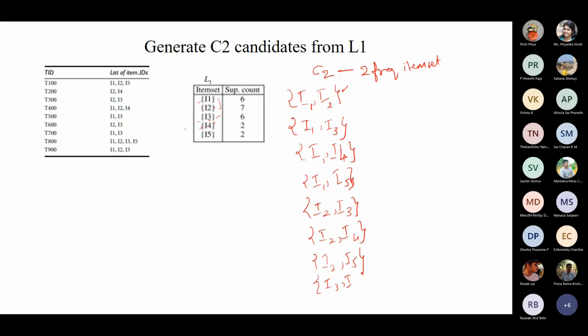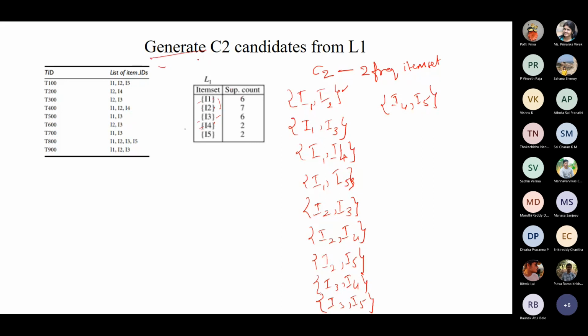What is next? Next is I3, I4. Next, I3, I5. Next, what are the next two frequent item sets? I4, I5. Any other sets? Only these many? What we did? Yes, 10 sets.